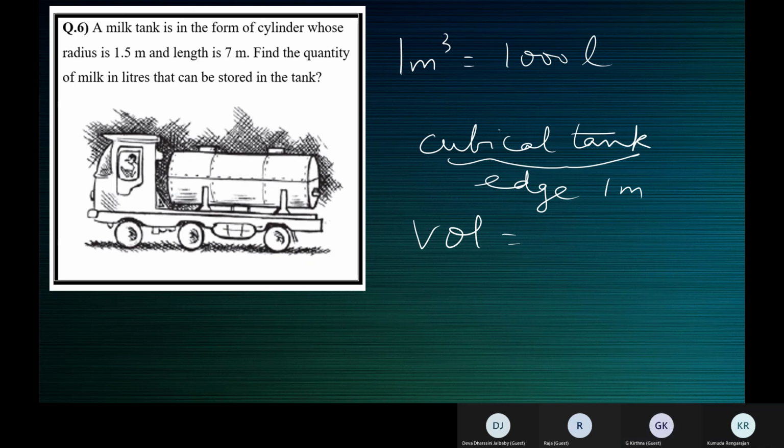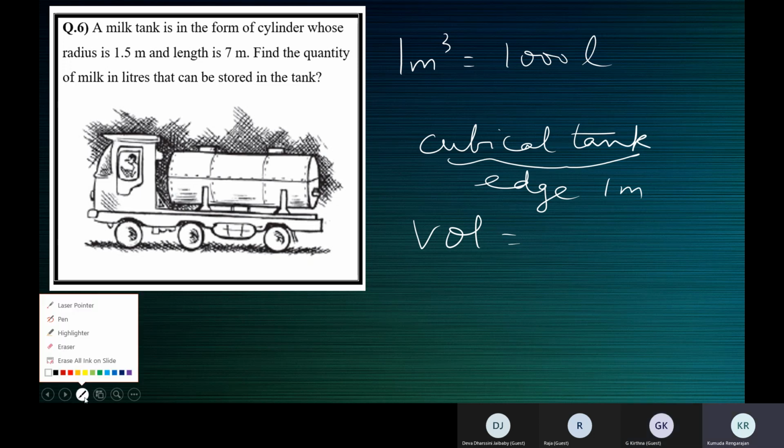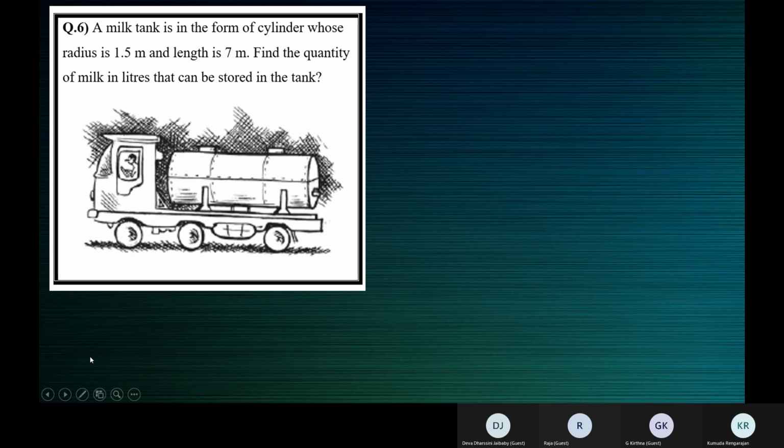One, ma'am. 1. So what will be the volume or the capacity of the cubical tank whose edge is 1 meter? It will be 1 meter cube, because 1 into 1 into 1 is 1 meter cube.